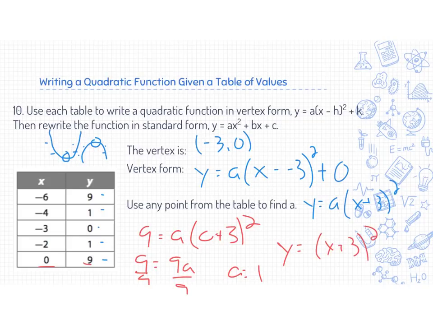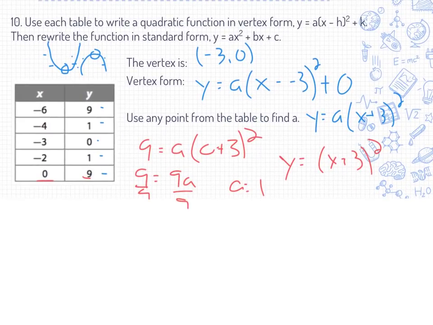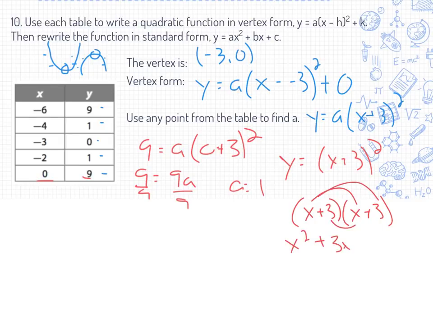Now from there, they asked us to convert it to standard. So then what I'm going to do is I'm going to distribute all this out. So we get x plus 3 times x plus 3. So you get x squared plus 3x plus 3x plus 9. So you get y equals x squared plus 6x plus 9. There's no terms outside that to distribute in or add, so then that would be our standard form.